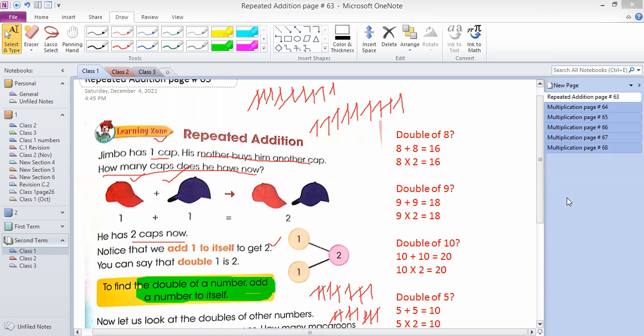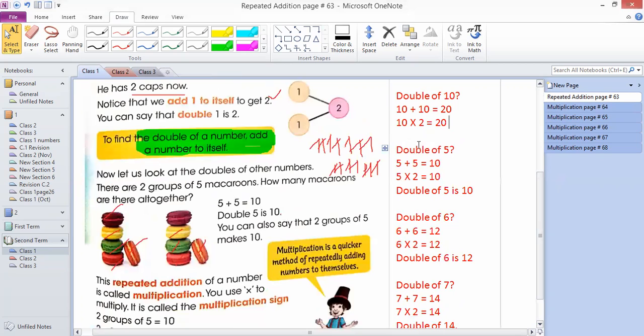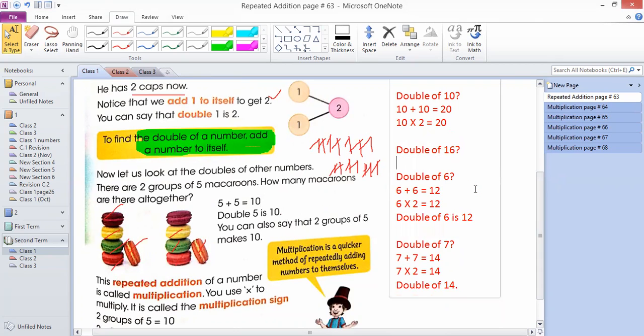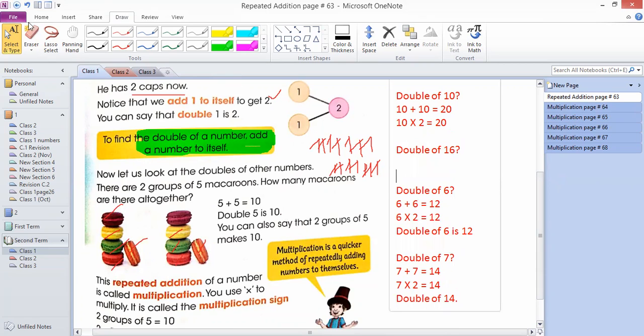Now, if I give you a little bit difficult, these are very easy, right? If I ask you to tell me double of 16, now I will see who will tell me the answer first. What is double of 16?